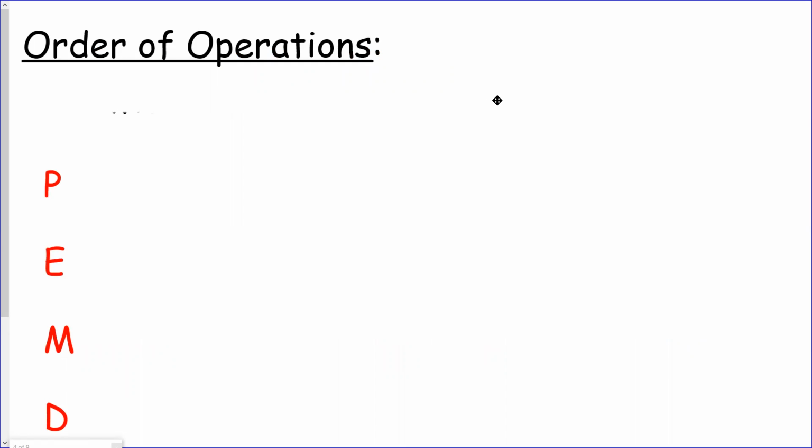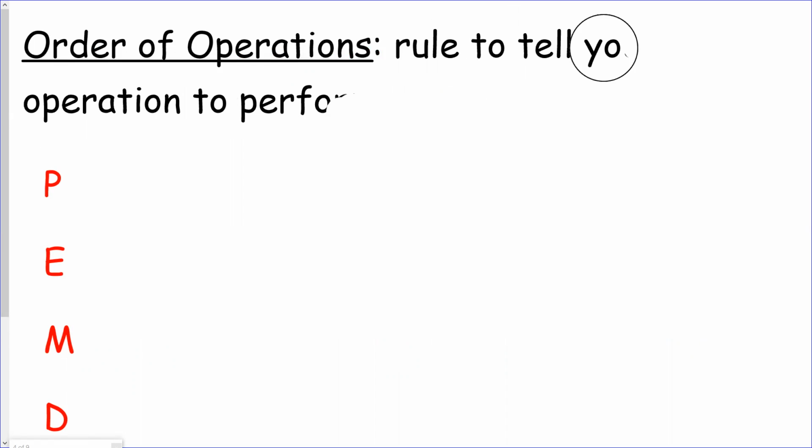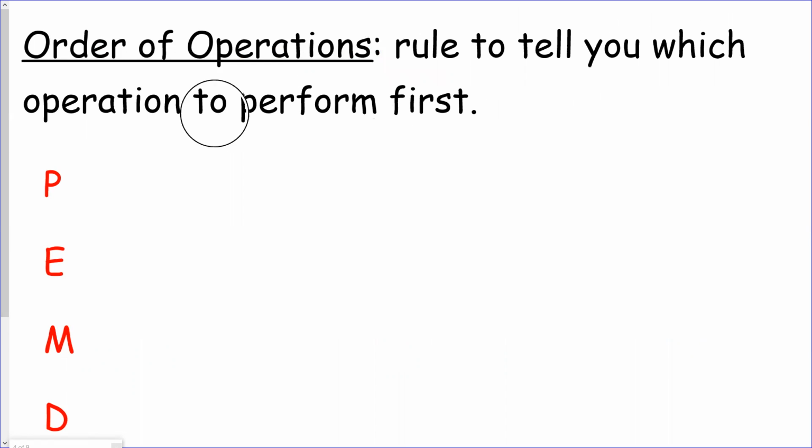So the next thing we're going to talk about is order of operations. What is order of operations? Order of operations, this is a definition, is a rule to tell you which operation to perform first. And a lot of you guys may remember the saying PEMDAS. So again, order of operations basically is a rule to tell you what to do first.